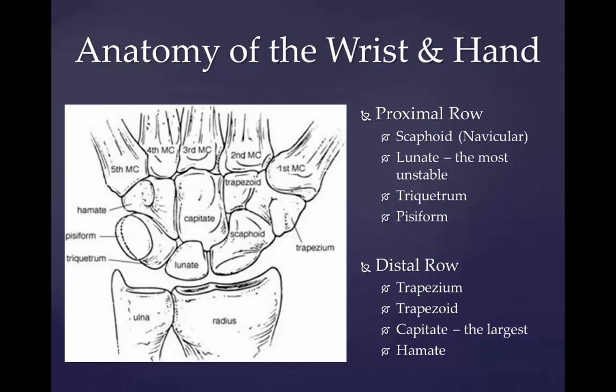2 mnemonics are "She looks too pretty to try to catch her," SLTP-TTCH, or "Some lovers try positions that they cannot handle." These 2 mnemonics correlate to the carpal bones, running from lateral to medial, or thumb side to pinky side, proximal row to distal.